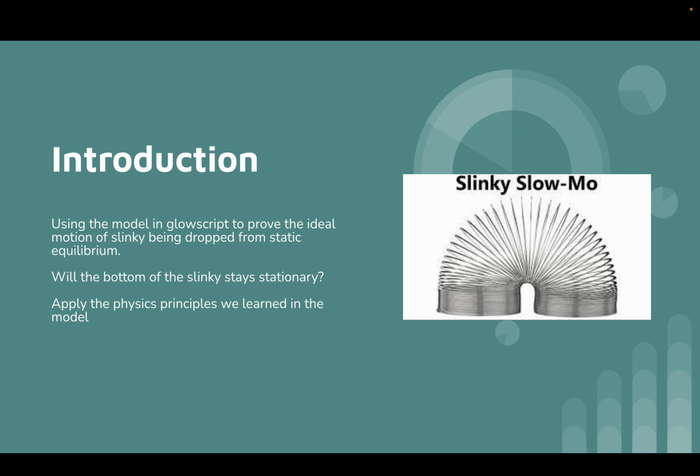So let's do this. For the introduction, in the video, we saw a professor dropping a slinky from rest, and the bottom of the slinky stays stationary. We're going to use the model in VPython to prove the ideal motion of a slinky being dropped from static equilibrium, and we are going to apply the physical principles we learned in the lecture to the model. Our main question is, will the bottom of the slinky stay stationary?